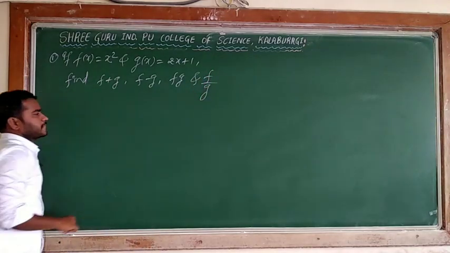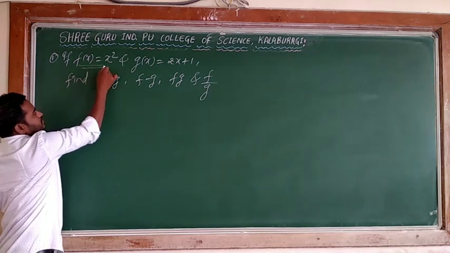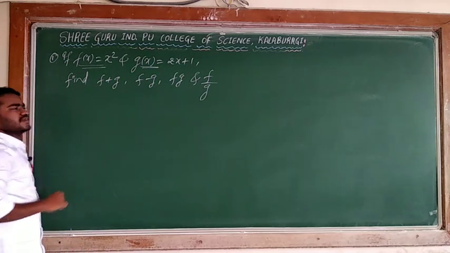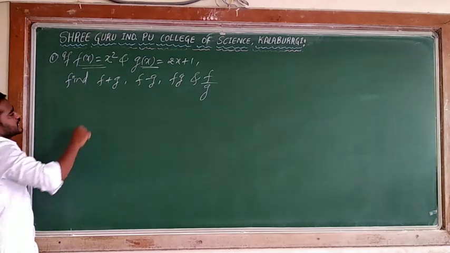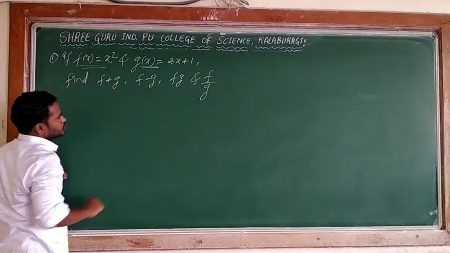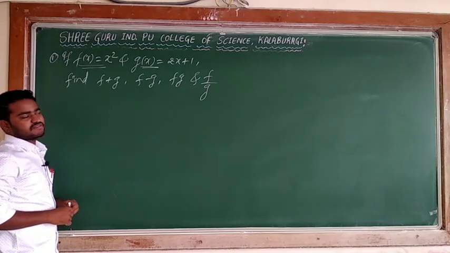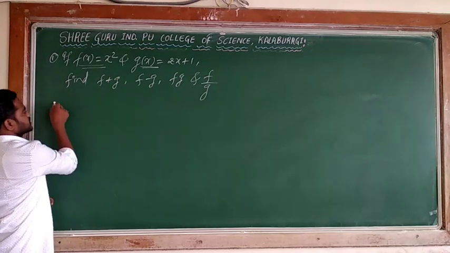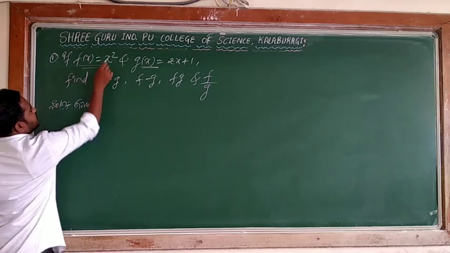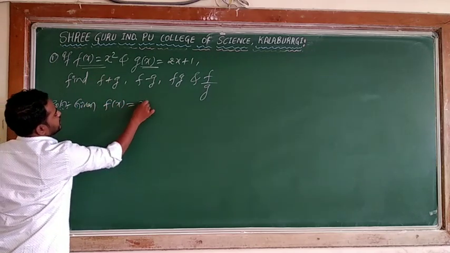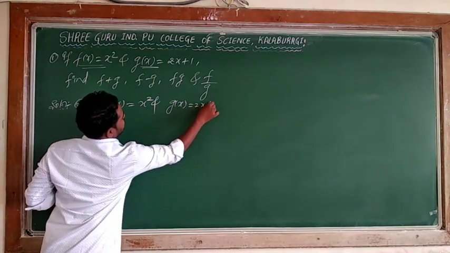What is the first example here? If f of x is equal to x square and g of x is equal to 2x plus 1. It's a very simple thing, you know already: addition, subtraction, multiplication, division. So he is asking find f plus g, which means add those two; f minus g, subtract the given functions; multiply the given functions; and divide the given functions. Solution: what is the given? First one, f of x is equal to x square, and g of x is equal to 2x plus 1.